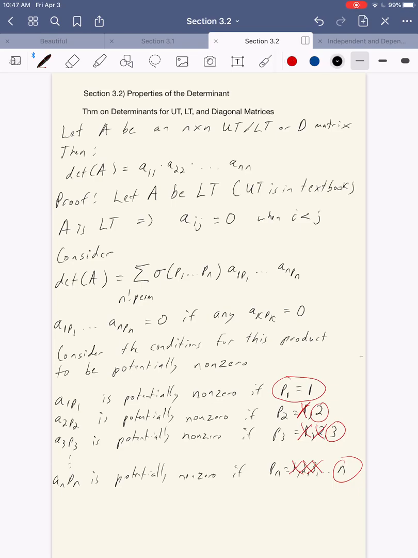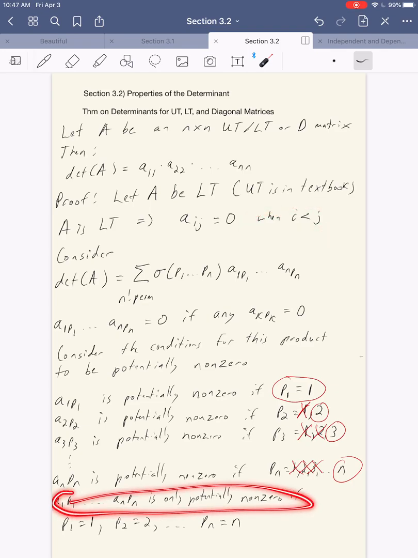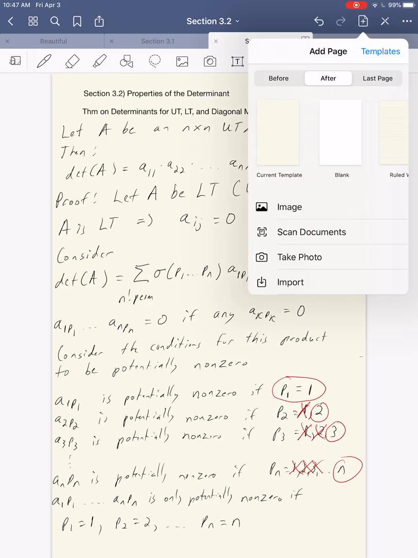Pn would be n. So what this is basically saying is that A1,P1 through An,Pn is only potentially non-zero if P1 equals 1, P2 equals 2, Pn equals n. Otherwise, this product, anything else, will automatically be 0 because at least one of these elements will be 0 by the fact that it is lower triangular. So we know that the only potentially non-zero product is this one where P1 equals 1, P2 equals 2, Pn equals n. All right, we'll need another page here, so let's go ahead and add one more page.